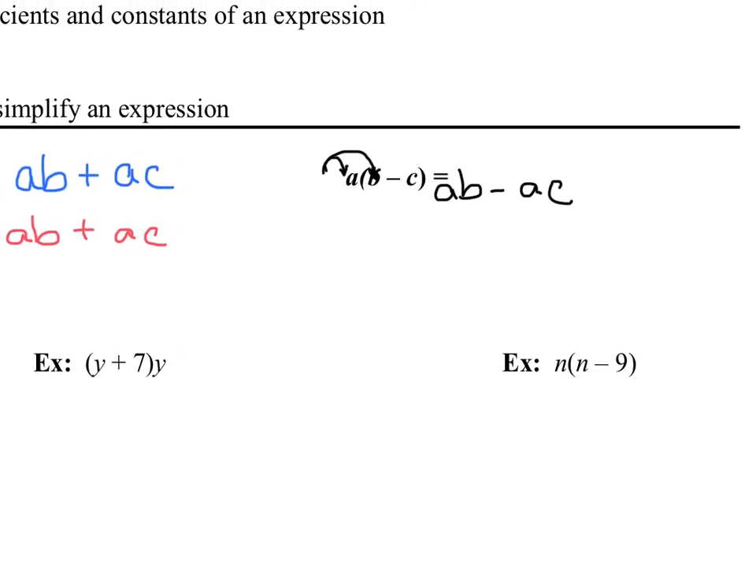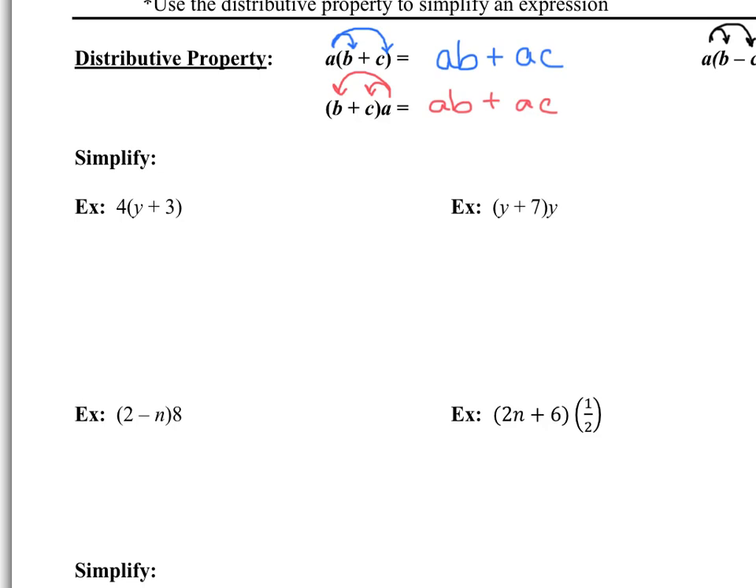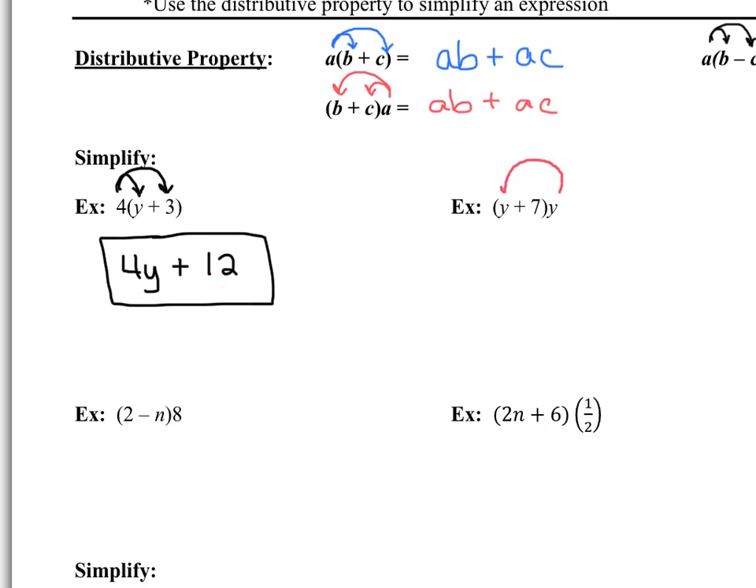So for the first example, we would just make sure that 4 multiplies both the y and the 3. So 4 times y is 4y, plus 4 times 3 is 12. And that would be our final answer, because 4y and 12 aren't like terms. We'll talk about that a little bit later, but because this guy has a y and this guy doesn't, we can't add them together. In the next example, we're going to distribute the y on the outside to both pieces on the inside. So the first one, y times y, anything times itself means to square it, so that would be y squared, plus y times 7 would be 7y. And again, not like terms, so that's going to be our final answer.